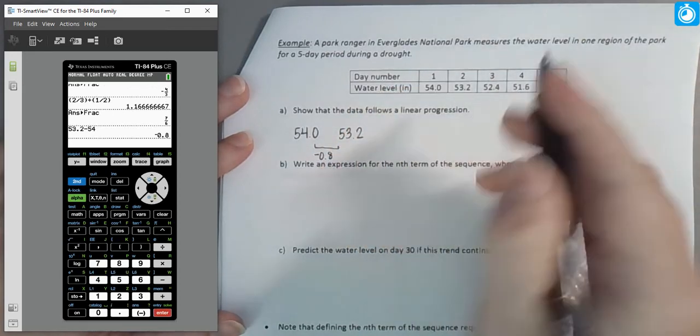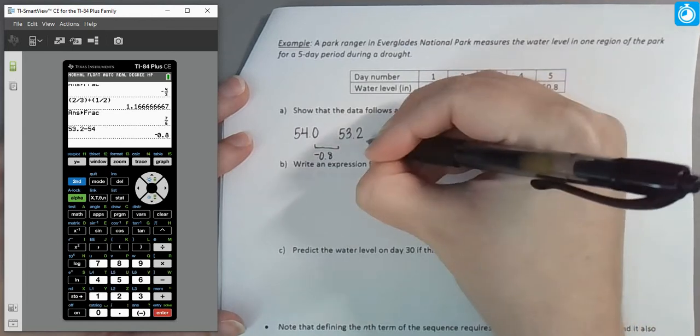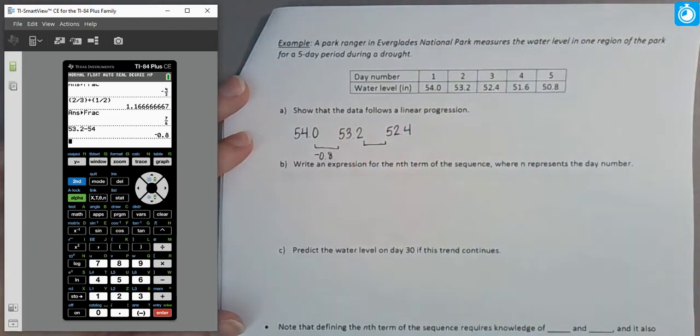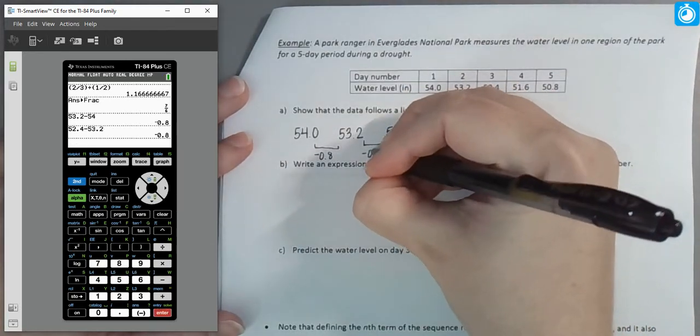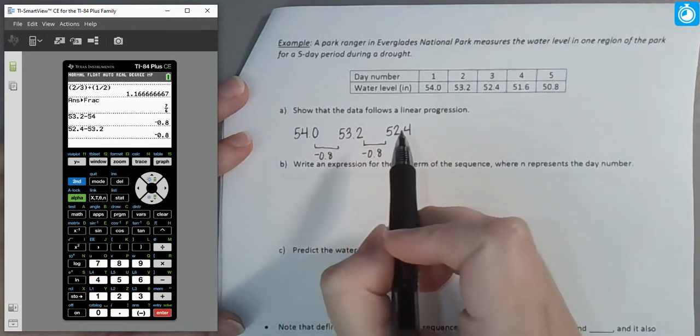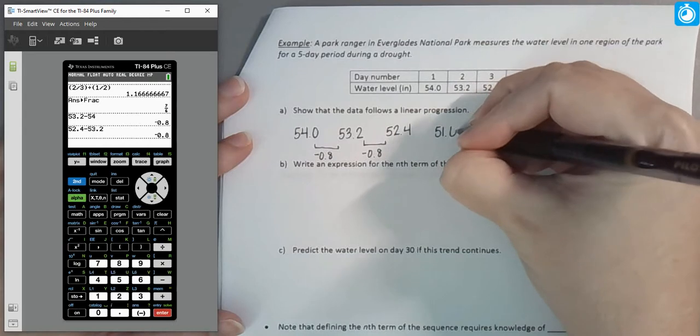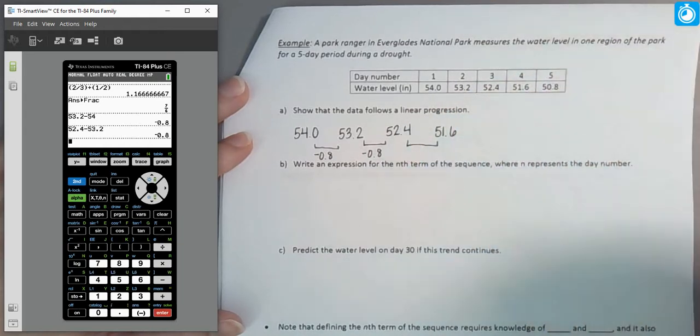Okay, well the next value we have is 52.4. So what's the difference to take us from one to the next? So 52.4 minus 53.2. Notice that's also negative 0.8. So we have a constant difference so far. Okay, check the next value. So 51.6, we want the difference between that and the preceding term.